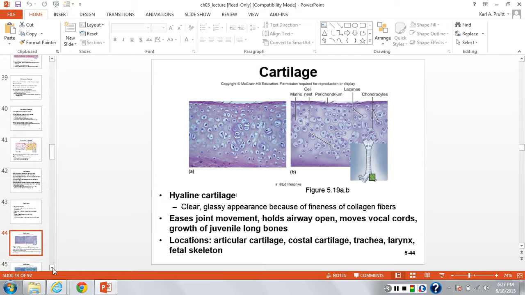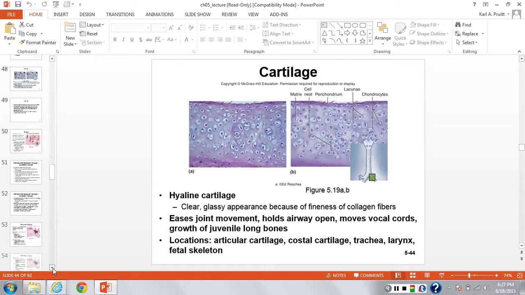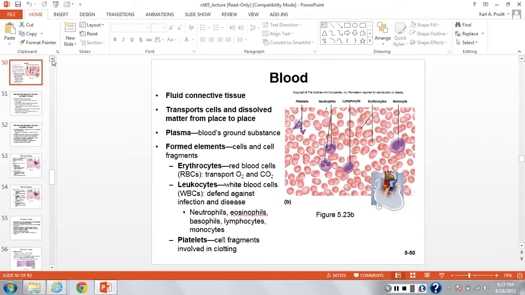So when we go to lab tonight after your test and you look at the histological slides, it's going to be very important that you know how to identify those structures.